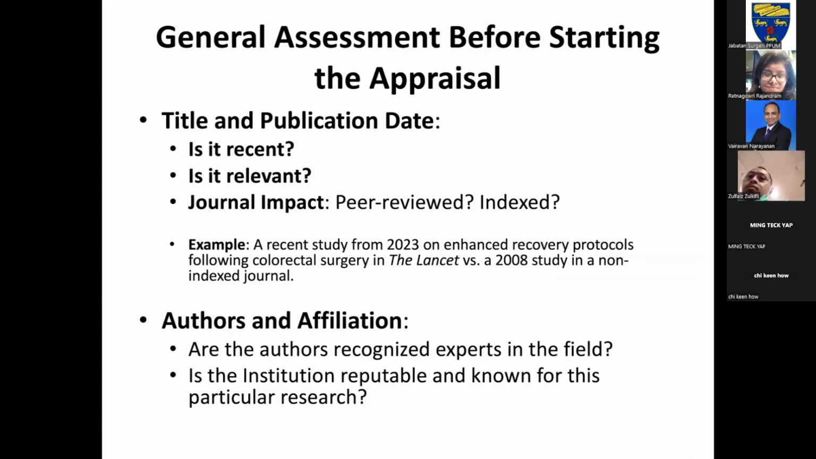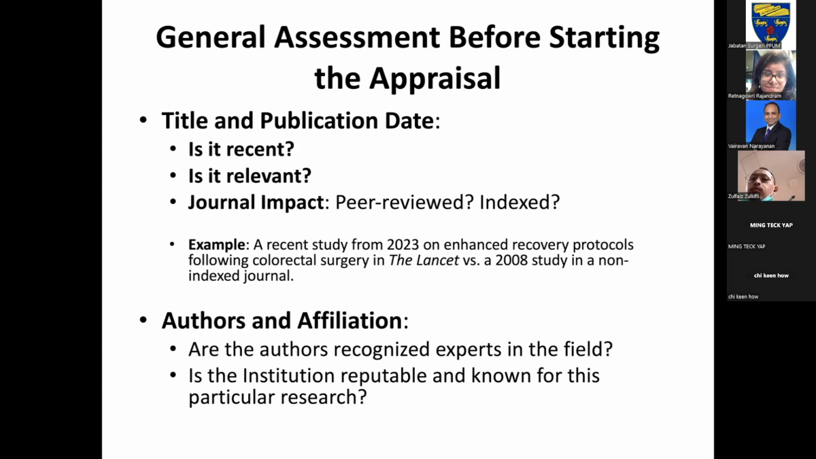So moving on, before you start the appraisal, you must generally assess the paper itself. And the first thing you do is you look at the journal. Is the journal a good journal? Is it of high impact factor? Is it a peer-reviewed journal, etc.? So first thing first is you look at the journal.